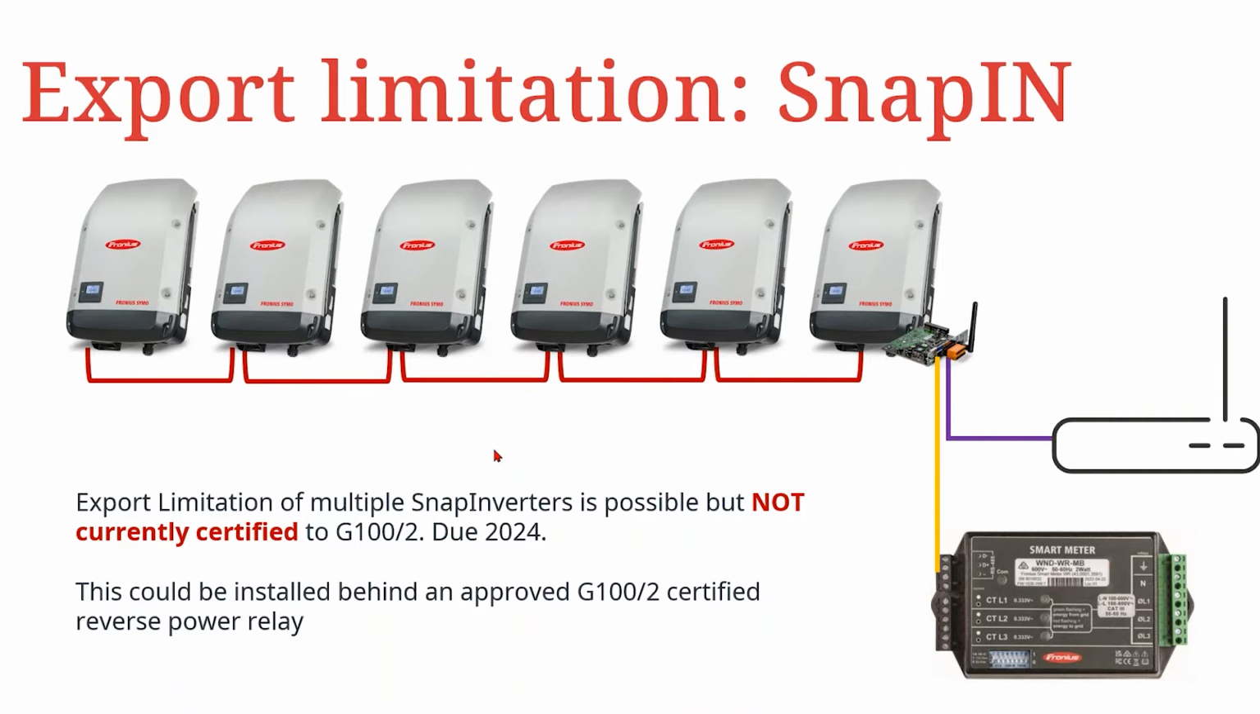Bad news, unfortunately, is we don't yet have the certification for G100 on these inverters. So even though we've been doing this for many years and we have many systems installed, export limited under G100/1, the current certification is still being prepared by our R&D team. They have to do further testing, they have to provide new documentation, and unfortunately, that's taken quite some time. So we're waiting, and we should have that early next year. In the meantime, you could still install these inverters with export limitation, provided that it's installed behind a reverse power relay. And we'll talk about reverse power relays a little bit later.